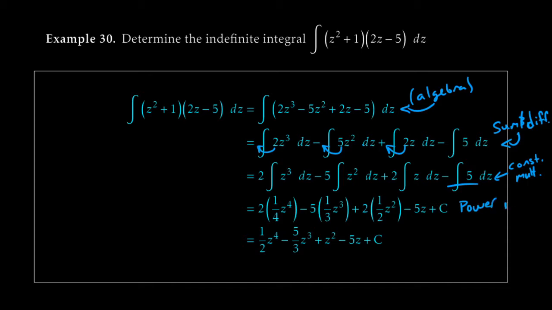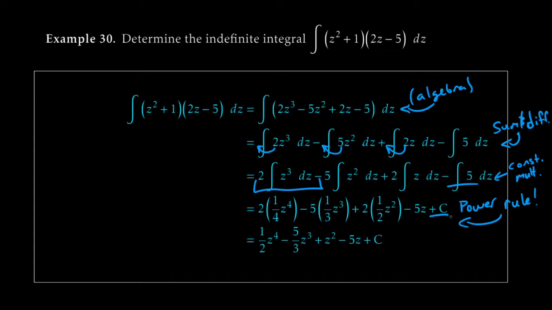So next step, we just apply the power rule. So the indefinite integral of z to the third dz is 1 over 3 plus 1, z to the 3 plus 1. So this whole first chunk right there becomes 2 times 1/4 z to the 4th. Similarly, minus 5 times the indefinite integral of z squared dz becomes minus 5 times the quantity 1/3 z to the third. And so on and so on. We do all the rest of it using the power rule.